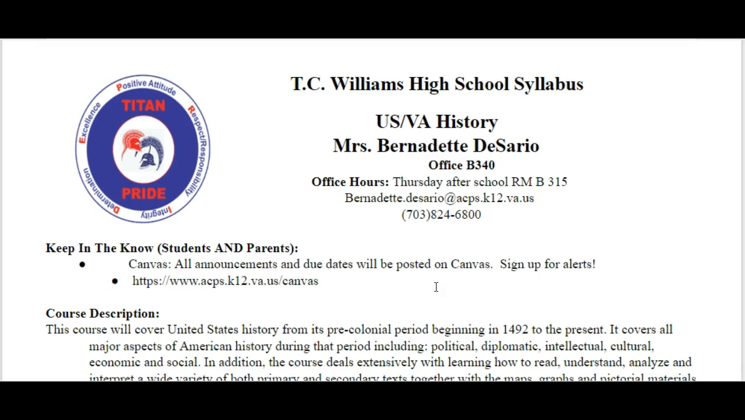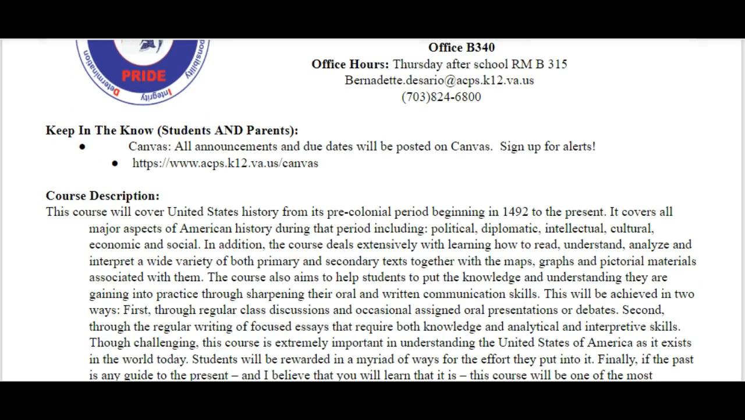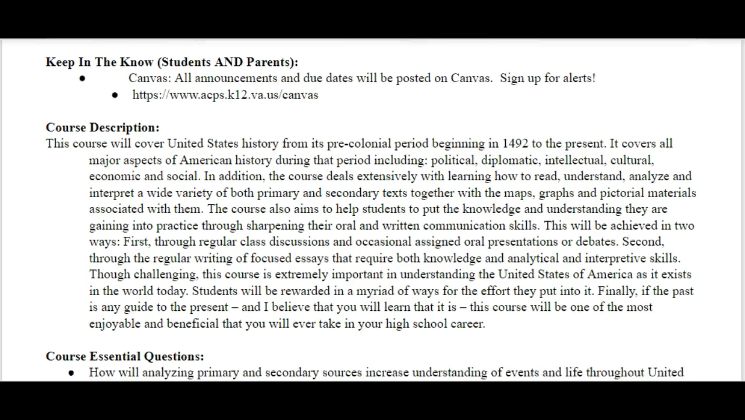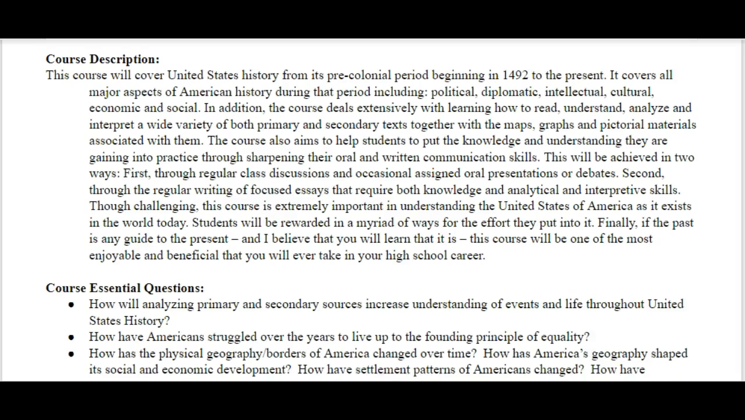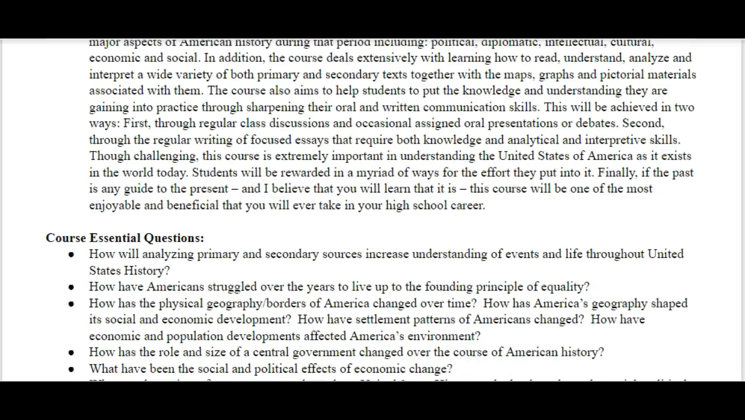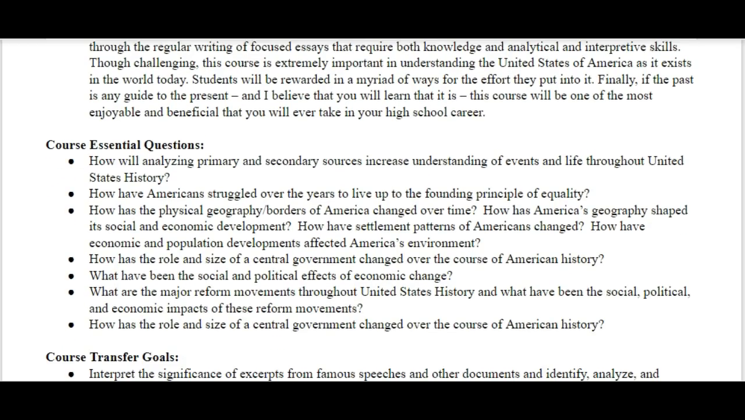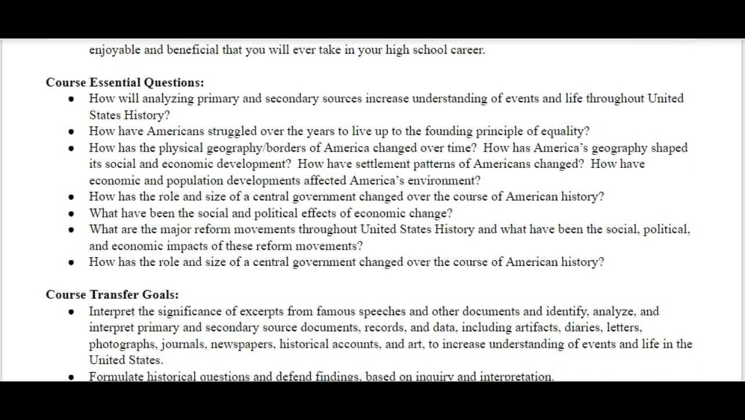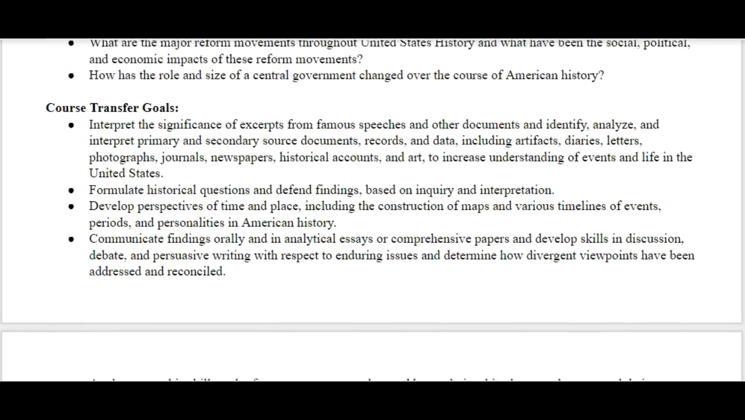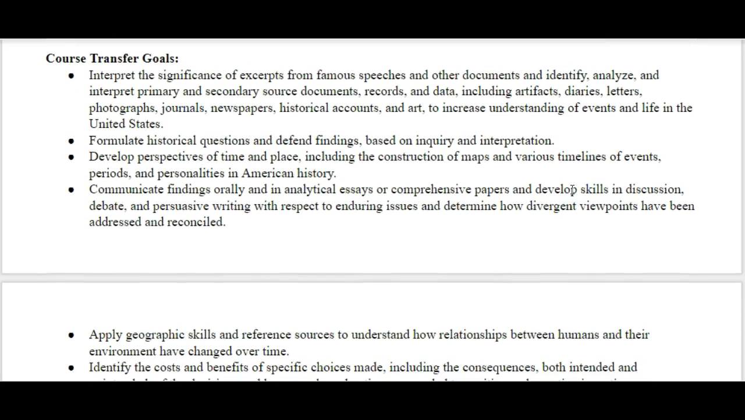But I also would ask that you guys sign up for alerts. That way, if you get an assignment that you forgot about or whatever, you can get that information. And your parents as well. So the course description, obviously we're going to cover and focus on U.S. history, focusing on a variety of not just the content, but skills as well. You guys can read through all of this, but what I want to focus on is the goals.